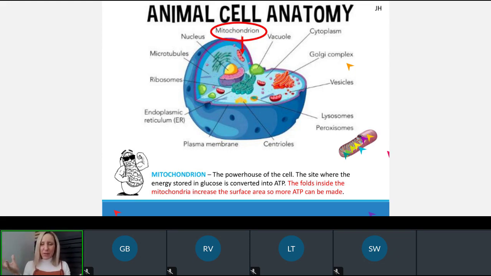Why do we want there to be more space? Why do we need all this space inside the mitochondria? Why do we want these folds? Like, why do we need all this room? Yeah, the more ribbon in there, the more room in there, the more that it can produce energy. Does that make sense?